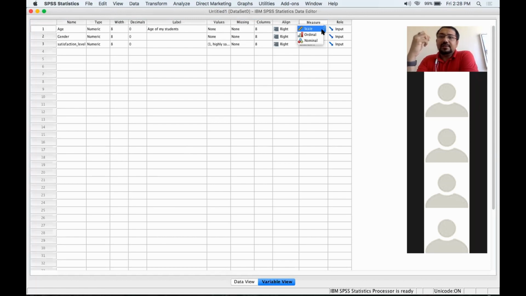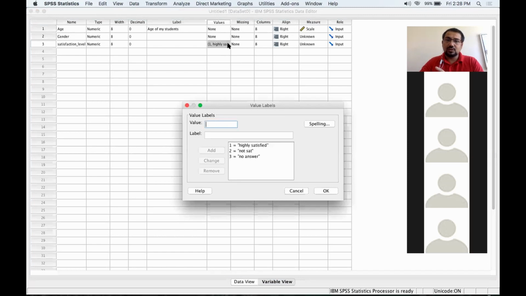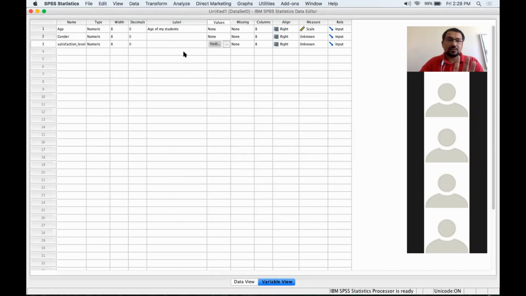So the scale, basically, as I told you, is what you can measure on a scale. For example, height, weight, speed, whatever can be scaled. Now next is ordinal. Ordinal is what can be ranked. For example, this one. So it is not ranked.